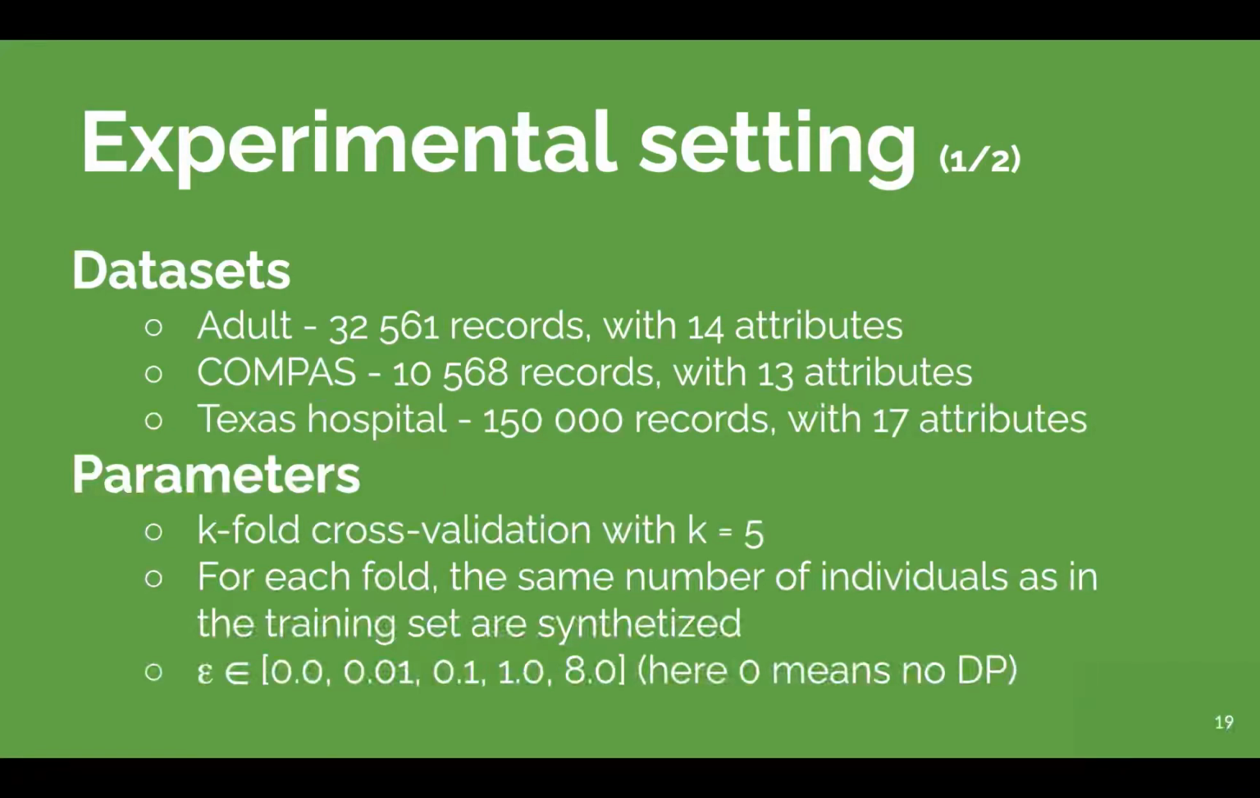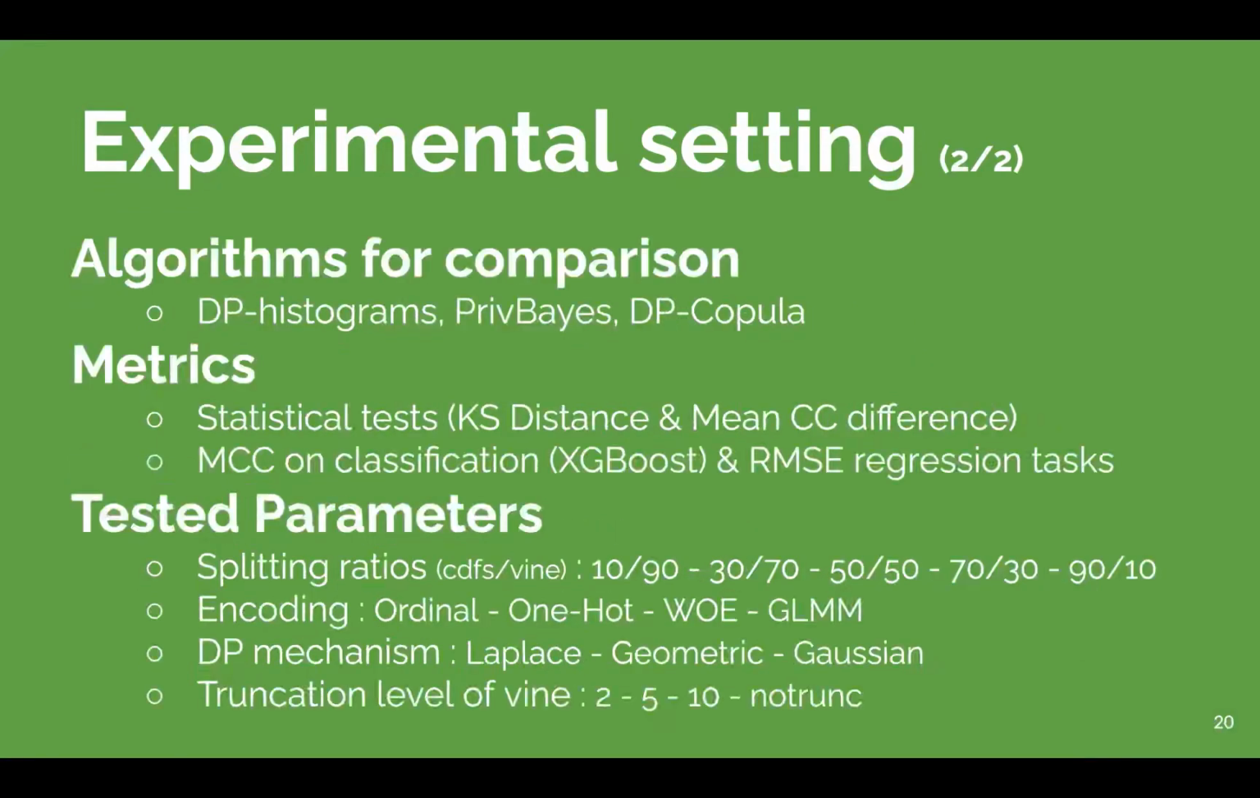We also compared 5 values of epsilon, the DP budget. So 0, 0.01, 0.1, 1, and 8. 0 here means that the differential privacy is disabled. We compared 3 differentially private algorithms: DP histograms, which is simply computing the DP histograms and then sampling from them, PrivBayes, and DP copula that we introduced a bit before.